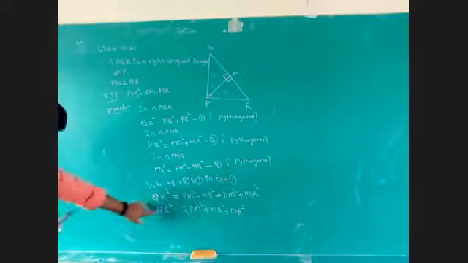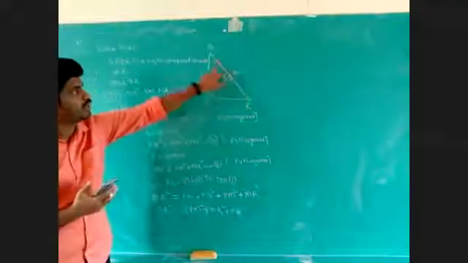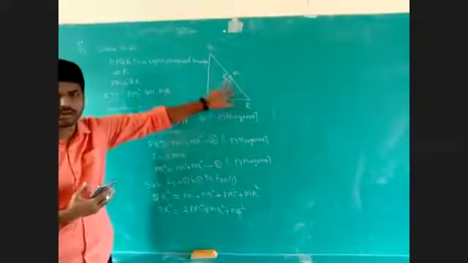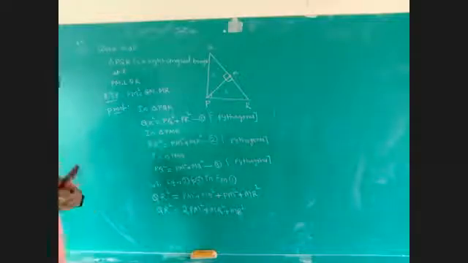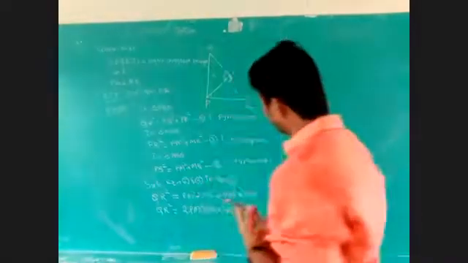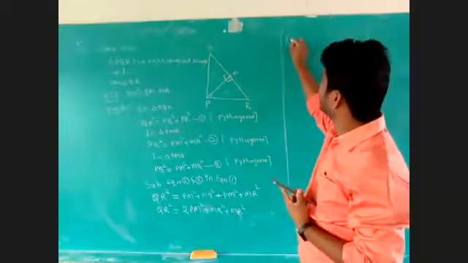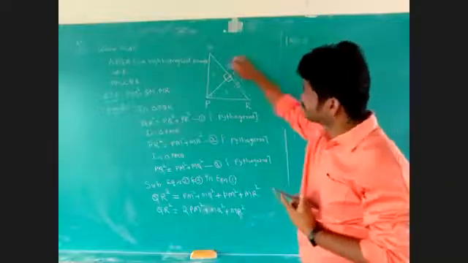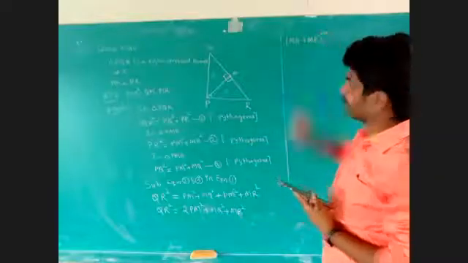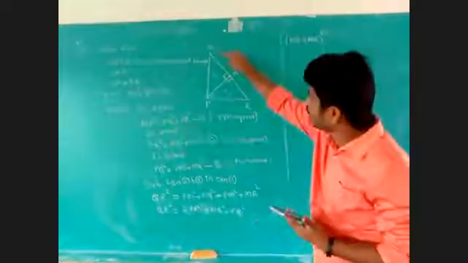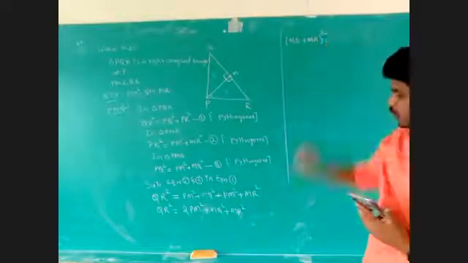Can we write QR? QR means from the figure QM plus MR. Can we write that? Yes, sir. That is what we write in place of QR, QM plus MR, whole square, equal to the right side.